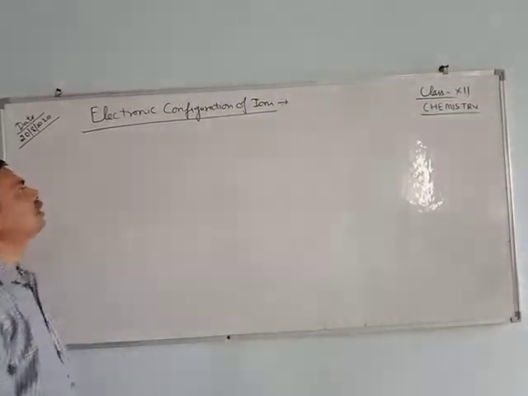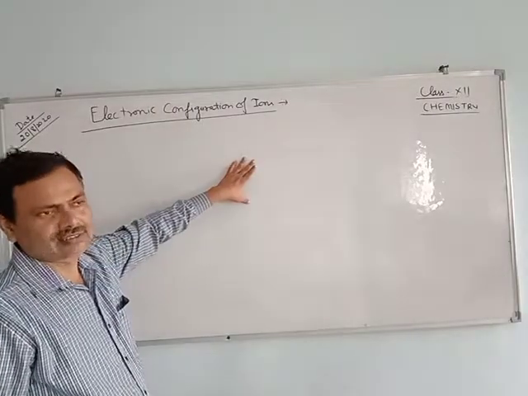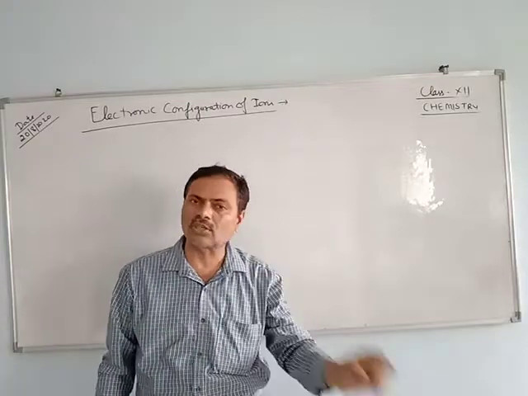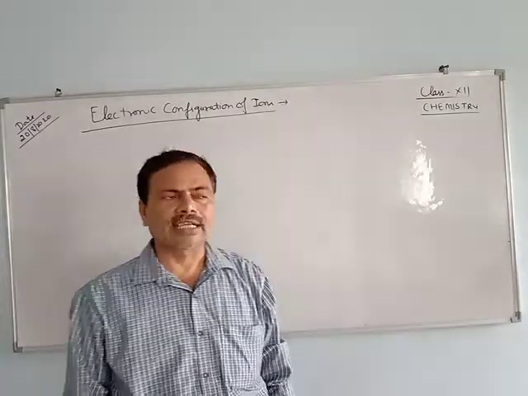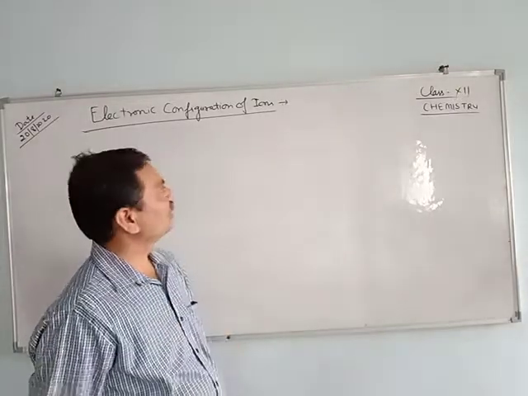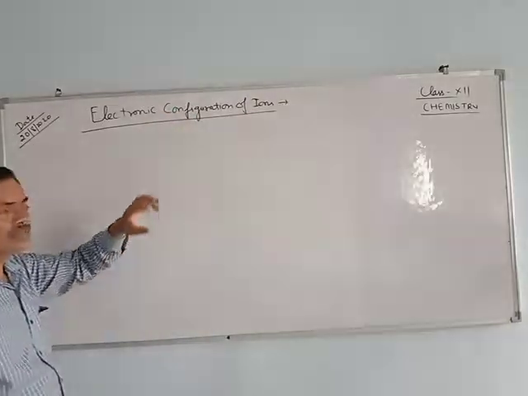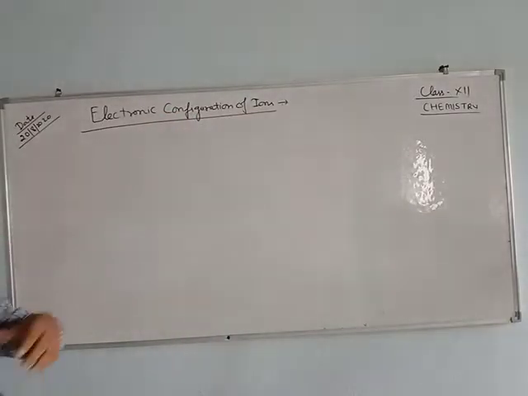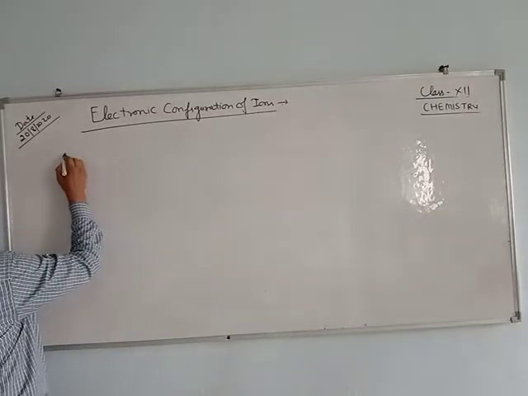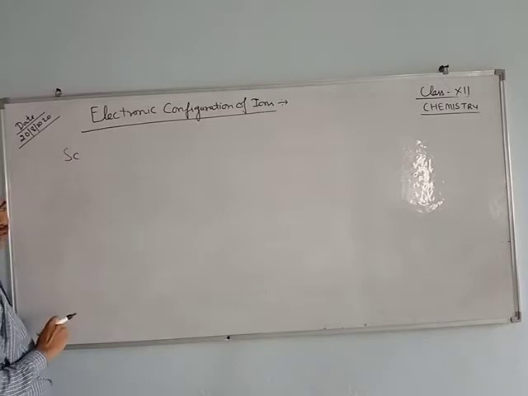Students, today you have to write the electronic configuration of ions. Yesterday I explained how to write the electronic configuration of atoms, from 1 to 30. Today we have to write the electronic configuration of ions, especially cations for the transition metals. They are very important. For instance, you have to write the electronic configuration of the scandium ion.